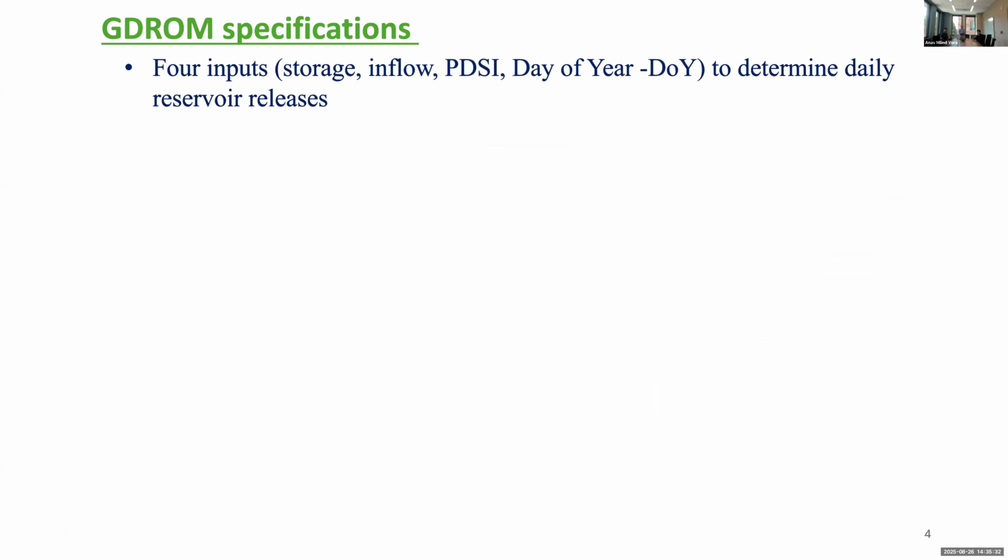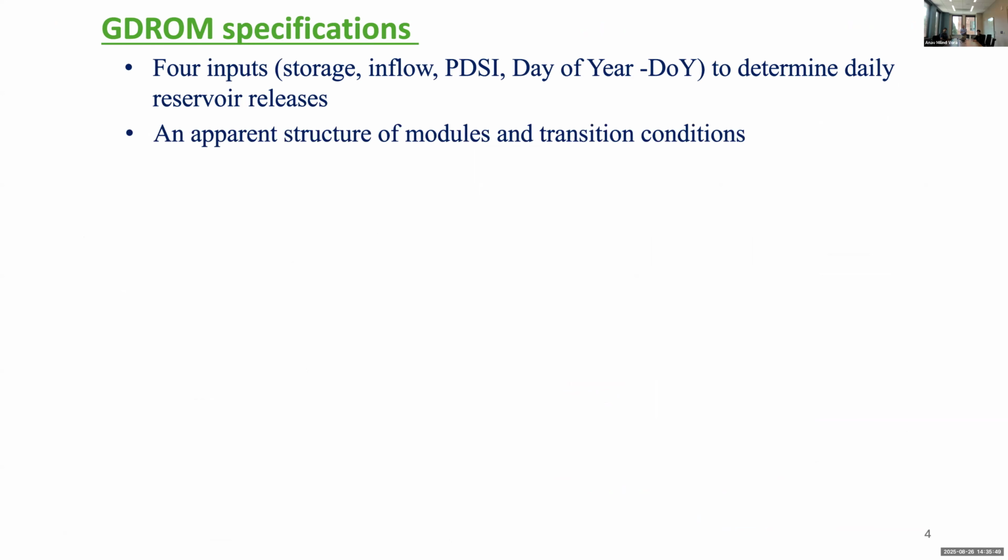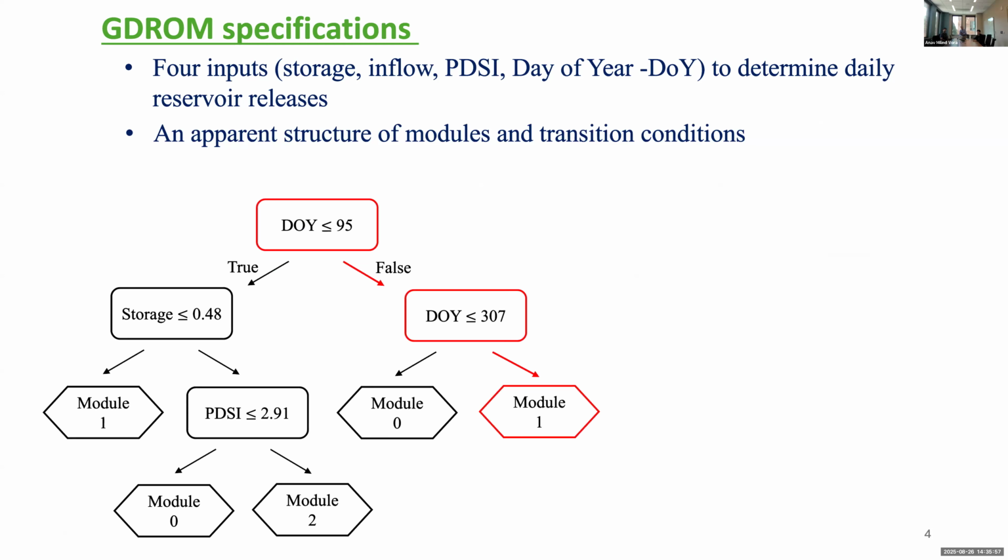Okay, so let me go through a little bit of the specification of GDROM. This data-driven model only has four inputs: storage, inflow, PDSI, and day of the year, and the users' inputs will determine the daily reservoir release. We have a parent structure to show the modules and transition conditions. This is a very simple example to show.